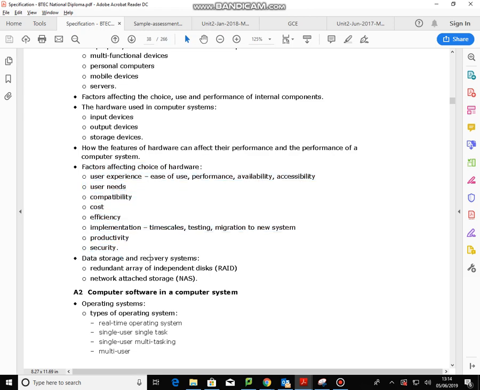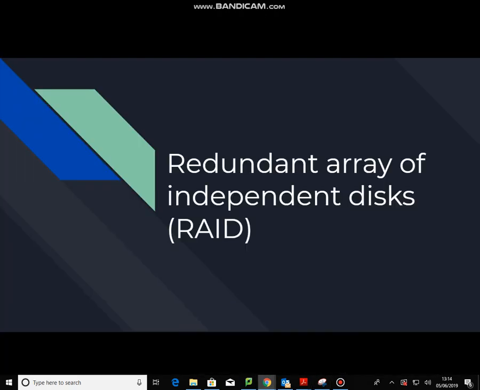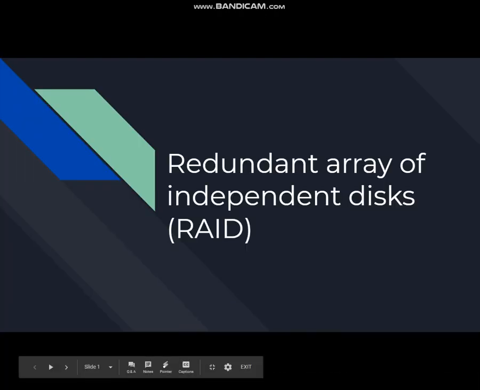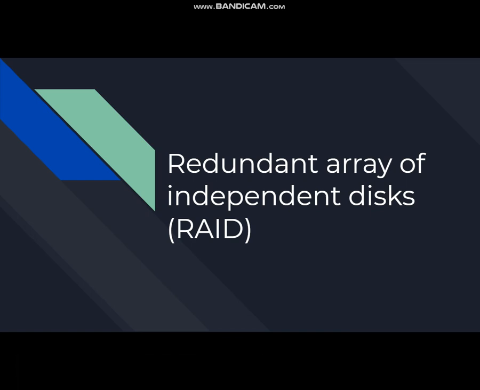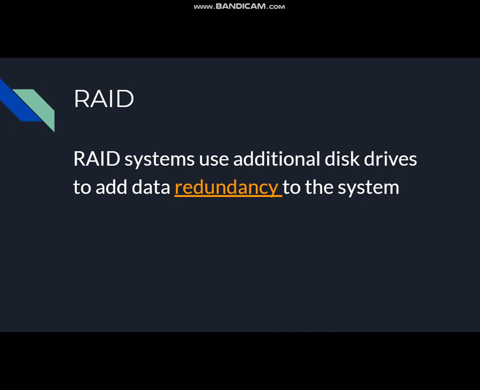Right, so the next section of our spec here is data storage and recovery. So we're going to now talk about the RAID system. Okay, so this lesson is going to be focusing on the RAID. Okay, so RAID stands for Redundant Array of Independent Disks, and as we noticed there, it's abbreviated to RAID. So RAID is used for additional storage. Okay, so RAID system uses additional disk drive to add data redundancy to the system.